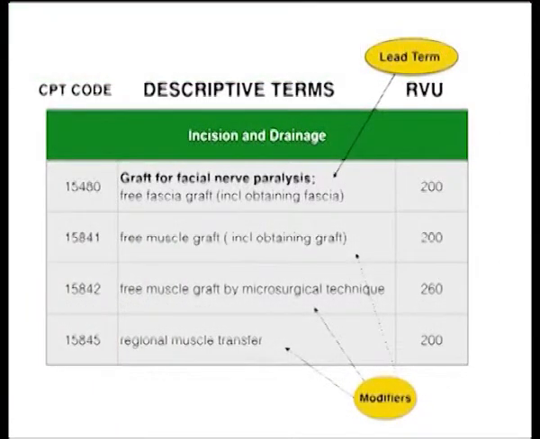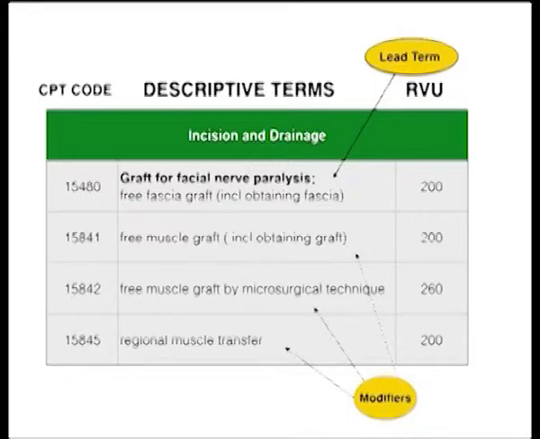As shown, the heading graft for facial nerve paralysis is a common lead term being shared by the 4 modifiers under it. Thus, if referring to the third procedure with code 15842, for example, it should read graft for facial nerve paralysis, free muscle graft by microsurgical technique with an RVU of 260. Similarly, the fourth procedure with code 15845 should read graft for facial nerve paralysis, regional muscle transfer with an RVU of 200.